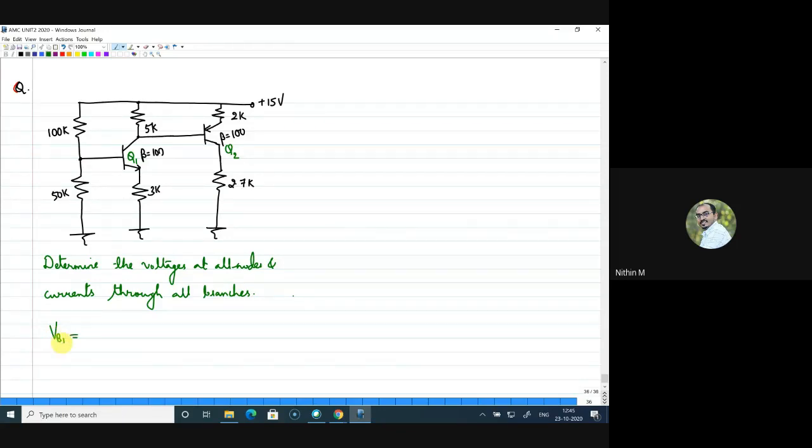Say my VB1 value, what I got yesterday, was 4.57. Let me know if the values are not matching with what we got yesterday. IB1 was 12.8 microamps. Then IE1 was 1.29 milliamps. IC1 was 1.28 milliamps. This is what we calculated yesterday. We also calculated the collector voltage yesterday.